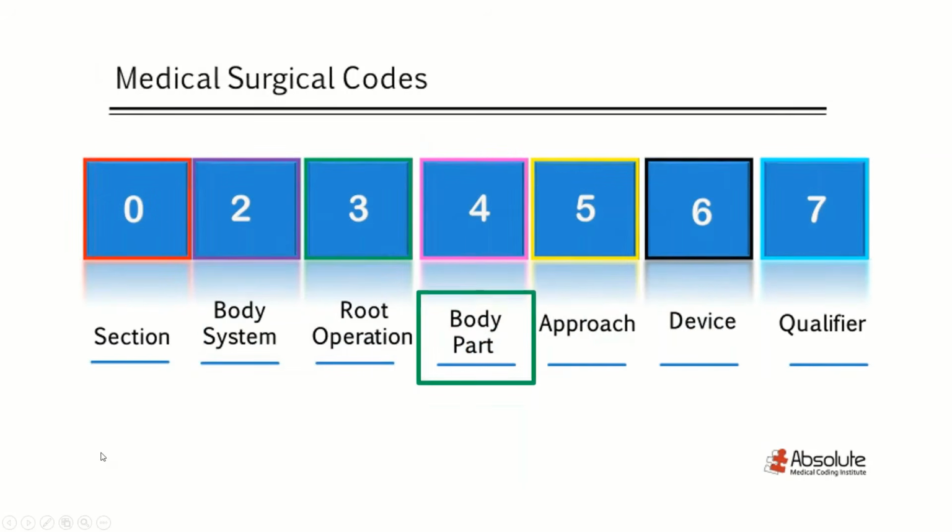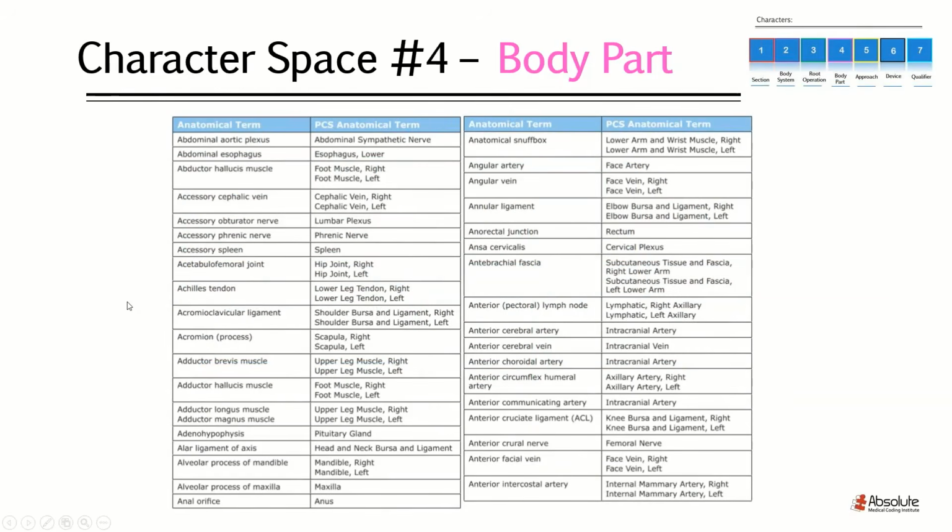Next up, let's talk about body parts. Now, not a whole lot to say about body part because the body parts are self-explanatory. This is the body part being operated. And as you can see in this visual, you've got muscles, you've got veins, nerves, spleen, etc.